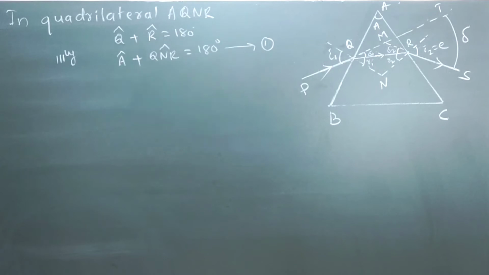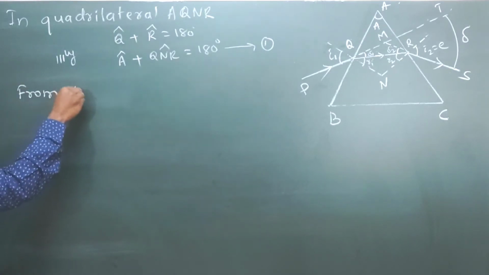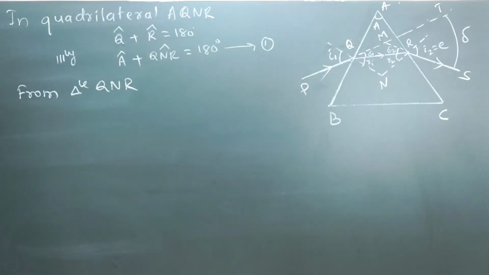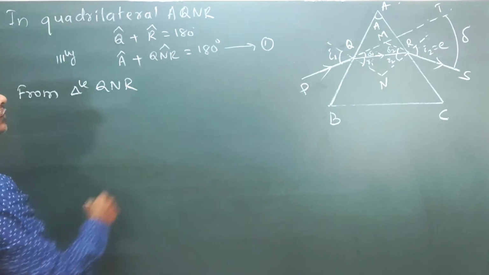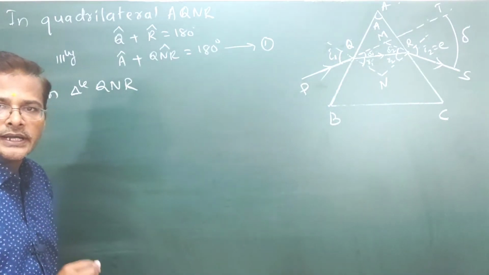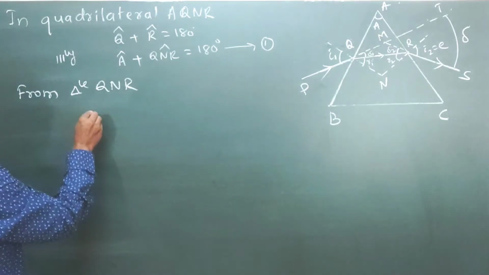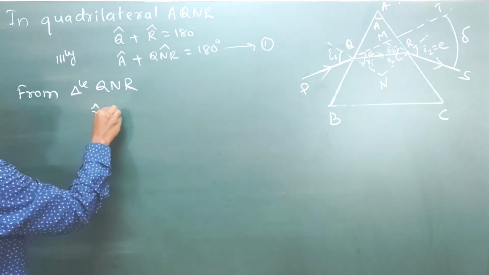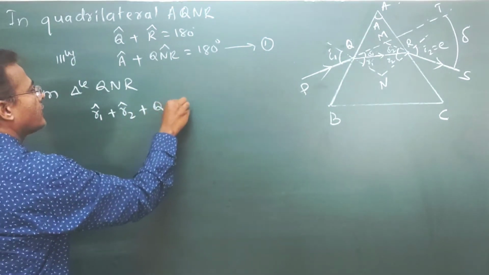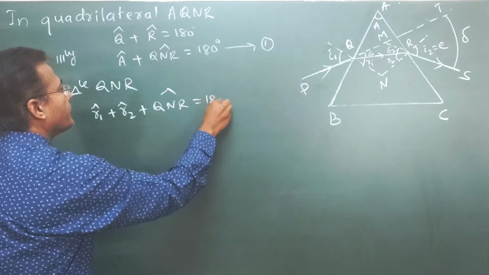Next we are considering one triangle, that is QNR. From triangle QNR, the sum of three interior angles of a triangle is equal to 180 degrees. So the sum of three interior angles means R1 plus R2 plus angle QNR equals 180 degrees.